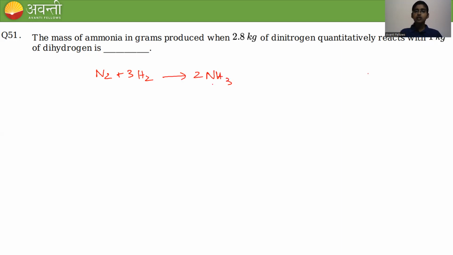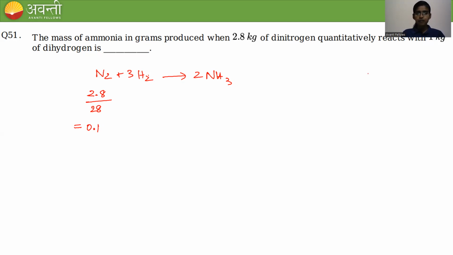So from this 2.8 kilogram of nitrogen, 2.8 kilogram is the mass of nitrogen. To find out the number of moles, we have to divide mass by molar mass. Molar mass of nitrogen is 28, and the number of moles of nitrogen reacting here is 0.1.